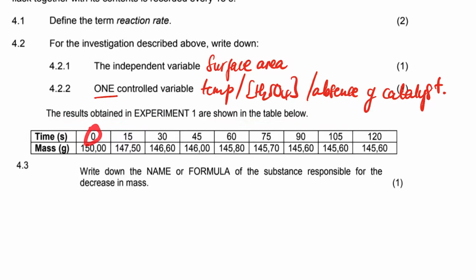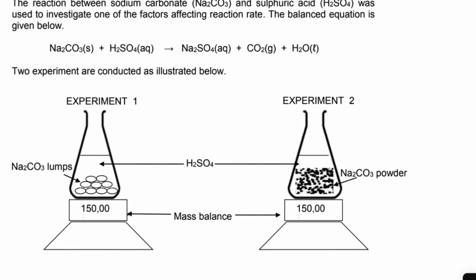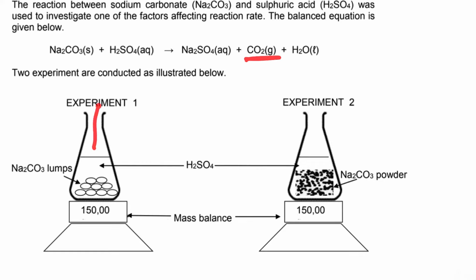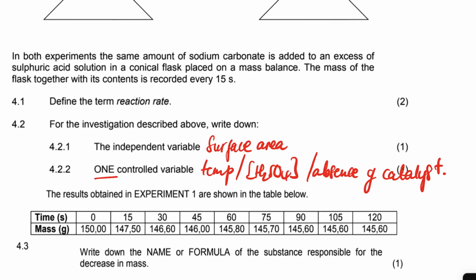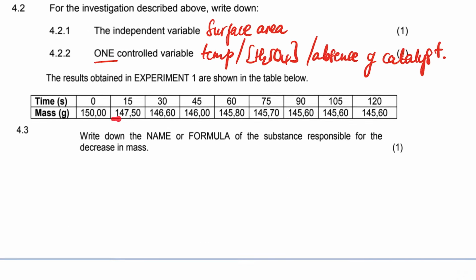Now it says the results obtained in experiment 1 are shown below. Here at zero time it was the initial mass, and then the mass decreases. Remember, the mass decreases because of the carbon dioxide that is emitted there. As the carbon dioxide is emitted, the mass decreases, up until at 90 seconds the mass remains constant. Do you see? At 90, that's when the mass remains constant.